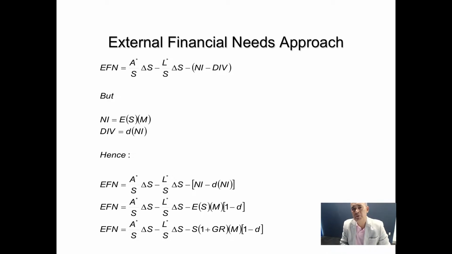What is a spontaneous account? A spontaneous account is an account that will change whenever my level of sales changes. For instance, let's suppose that we are working at 100% production capacity. If I'm planning to grow 15% for the next year, then I need not only more cash, more accounts receivable, and more inventories, but also more machinery and more production capacity.